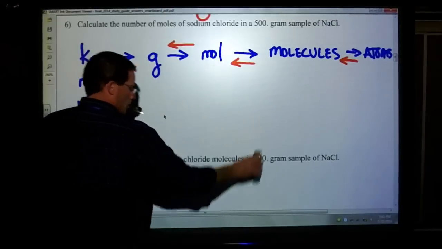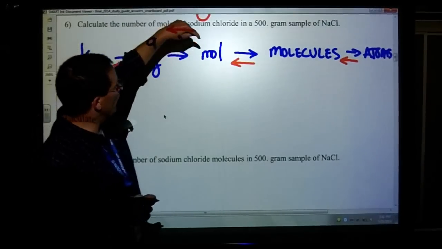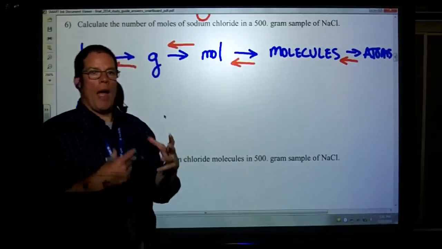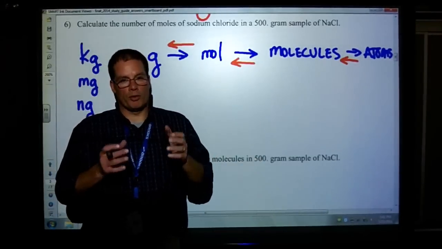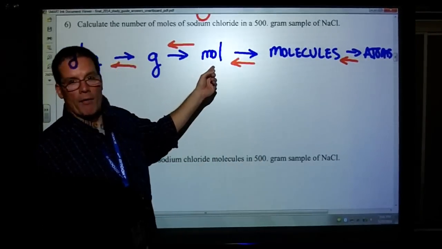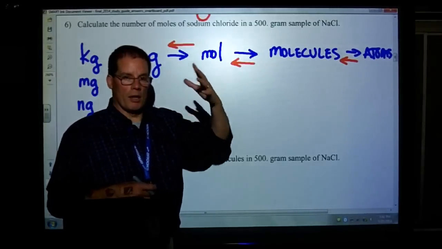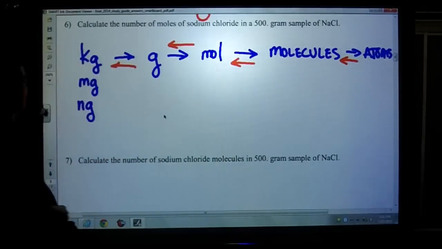The only time that we use Avogadro's number is when we go from moles to molecules. And anytime that you have moles within the problem, starting with it, it's always going to have a value of 1 within the problem. And then for molecules, we would say that in 1 mole, we have that certain number of molecules. So let's work this problem out.